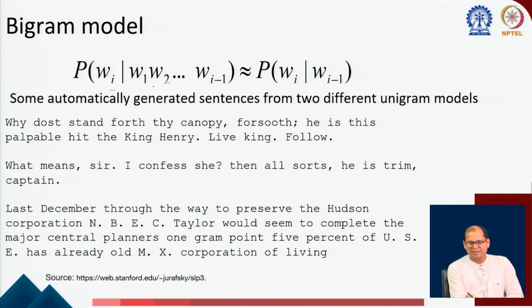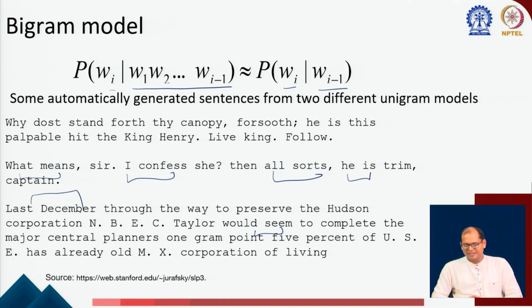You approximate Wi given the previous i minus 1 words as Wi given just Wi minus 1. Okay. And if you try to use a bigram language model to generate sentences, you see that at least you will feel some sanity in the 2 words together, like "what means", "I confess", "all sorts", "he is", "would seem", "last December". But if you read the sentence, "last December through the way to preserve the Hudson Corporation", it does not make any sense. But at least 2 words together have some connection. We will come to some examples even later on.